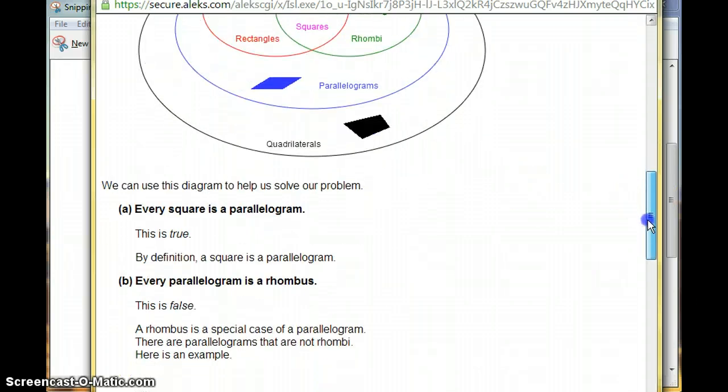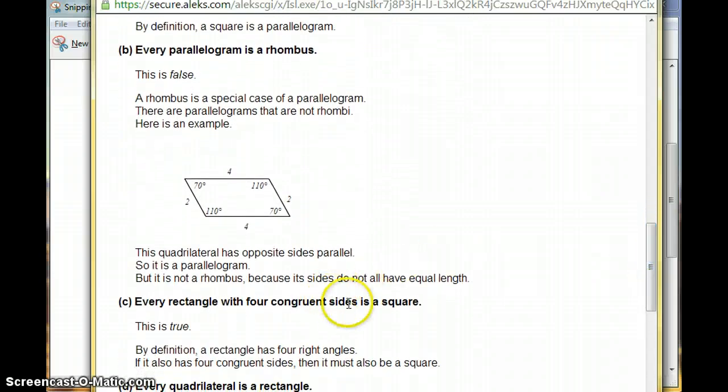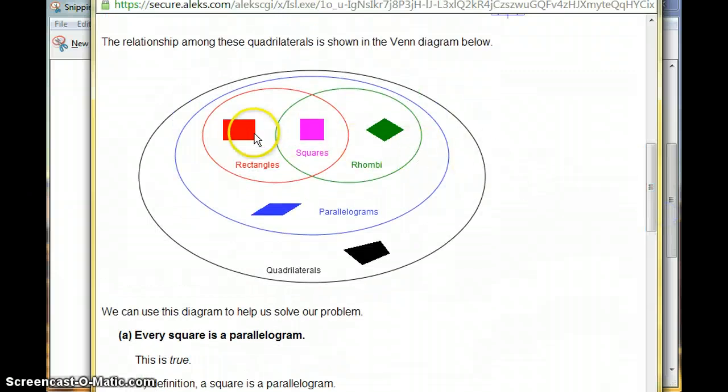So let's pull down here. Every rectangle with four congruent sides is a square. Yes, this is true, because rectangles and squares share the same features of this parallelogram category. That's why they share the same features. That's why they're in that same circle.